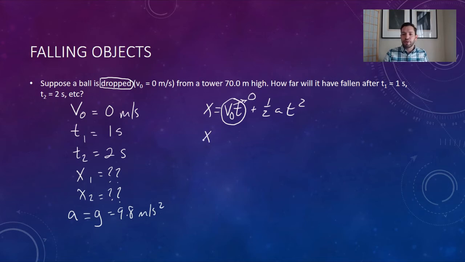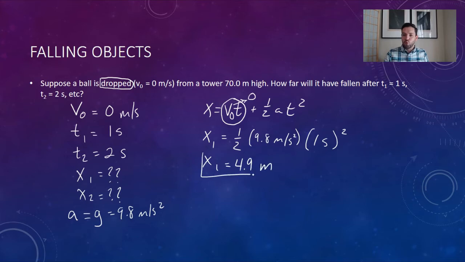So as we're solving for x1, this is 1/2. Remember, our acceleration is g. It's 9.8. So that just becomes 9.8 meters per second squared. Our time is 1 second, and that whole quantity is squared. 1 squared is just 1. 1/2 times 9.8. We get our answer that after 1 second, it has fallen a distance of 4.9 meters.